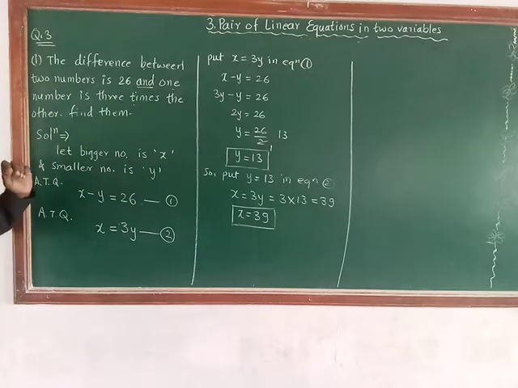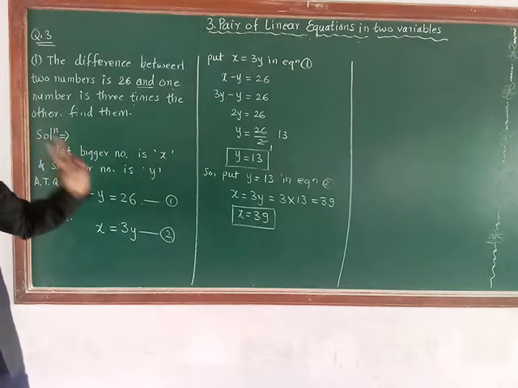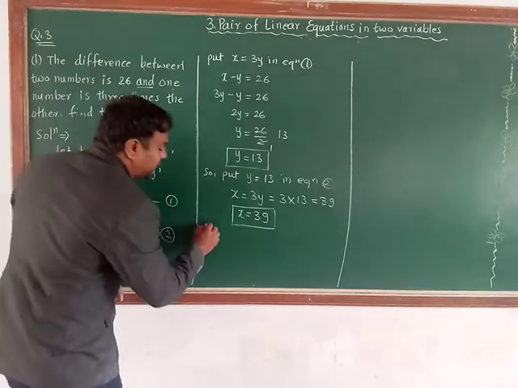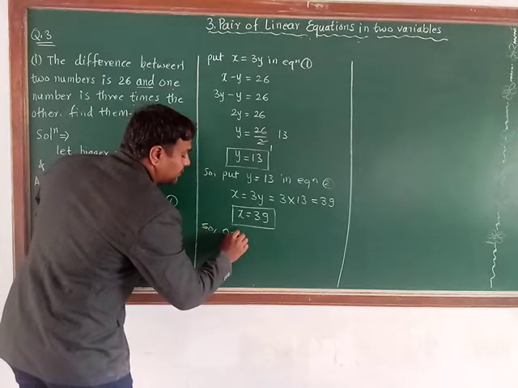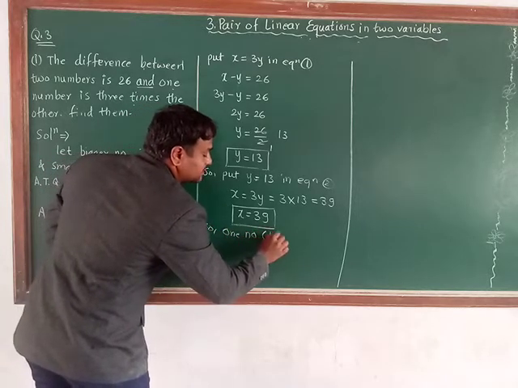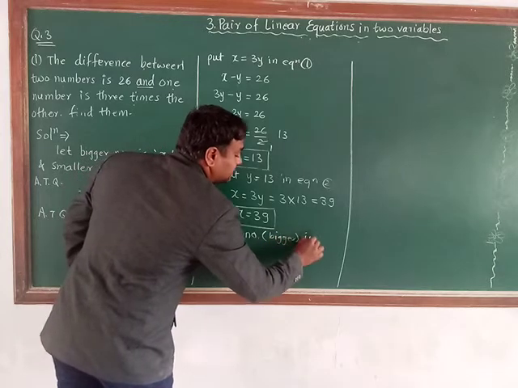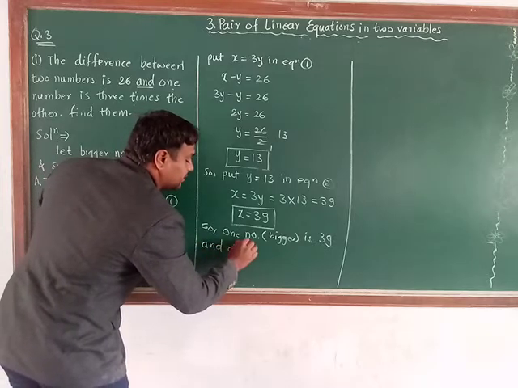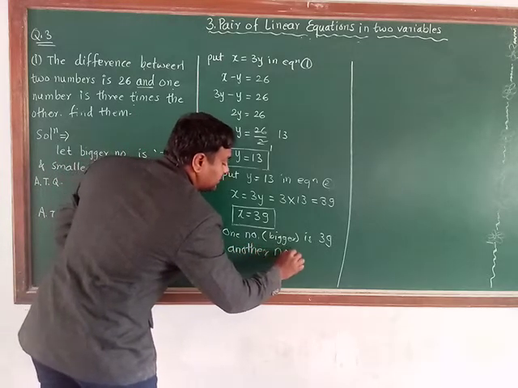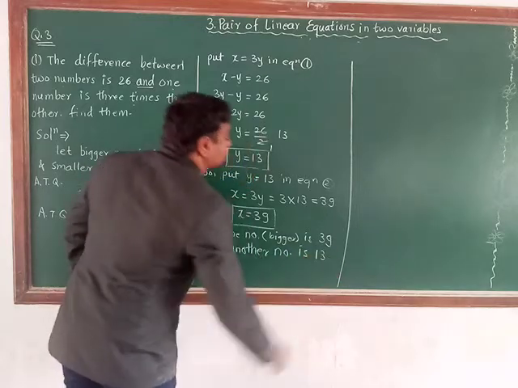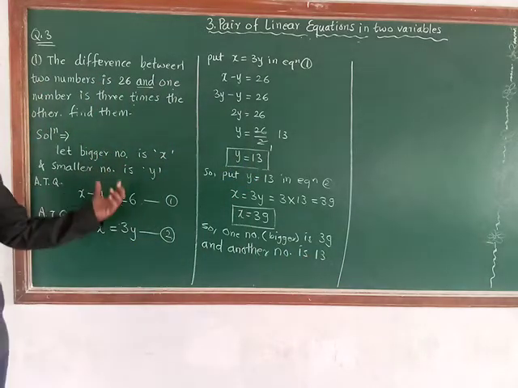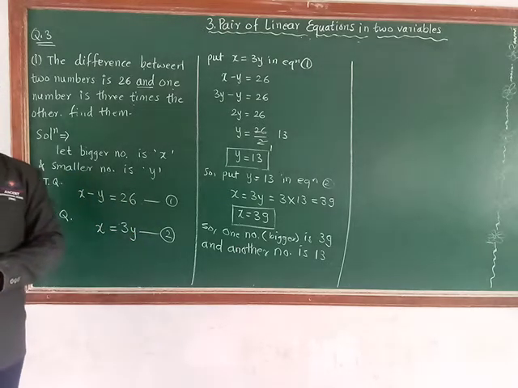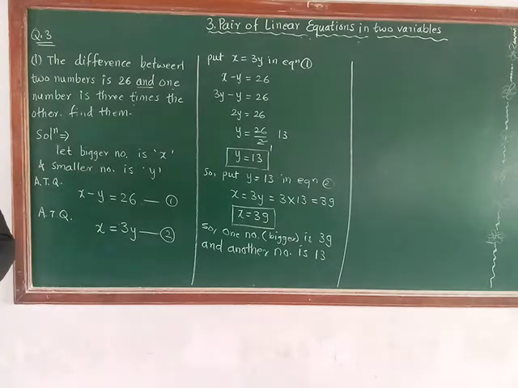And we have to find those two numbers. So one number is 39, the bigger number, and another number is 13. So here we can write in words. One number, that means the bigger one, is 39, and another number is 13. So those are our two numbers and it's our solution, and here we found that solution using the substitution method. So now let's solve the next word problem.